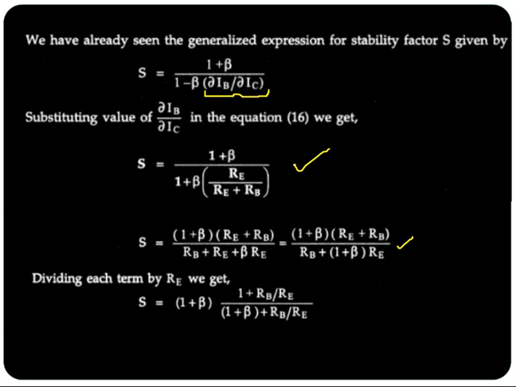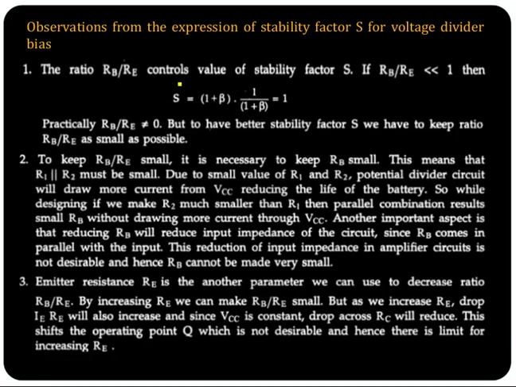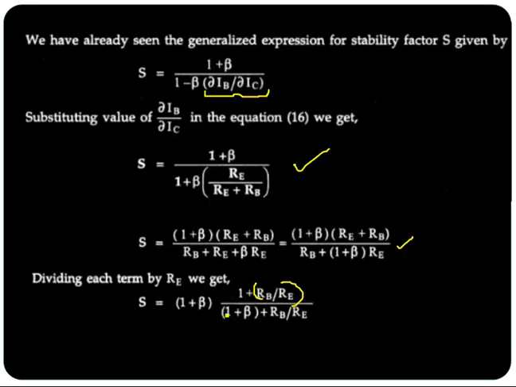Okay. And now dividing each term by RE, you get an expression in terms of RB by RE. That is S is equal to 1 plus beta into 1 plus RB by RE by 1 plus beta plus RB by RE. Now, what are the observations that you can make from this expression for stability factor? What is the expression for stability factor? 1 plus beta into 1 plus RB by RE by 1 plus beta plus RB by RE.